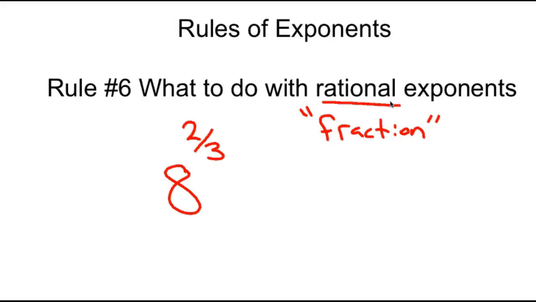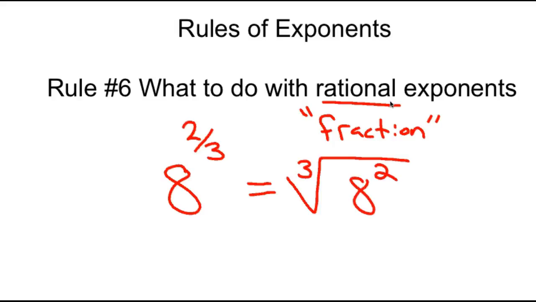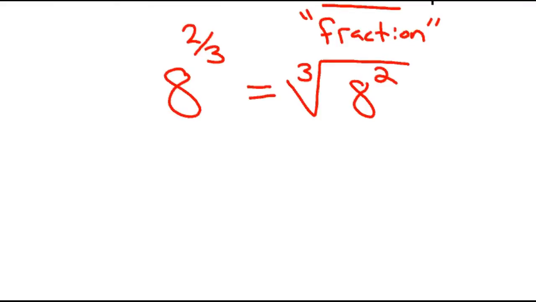I chose 8 and 2/3 specifically because it comes out even. A rational exponent would be the cube root of 8 squared. So that is how you deal with it. The denominator becomes the root, and the numerator is the exponent.